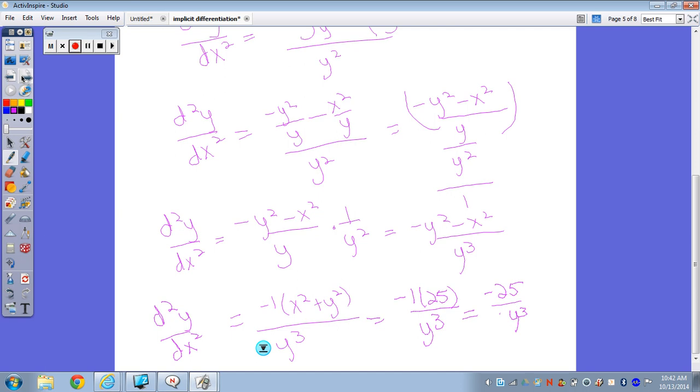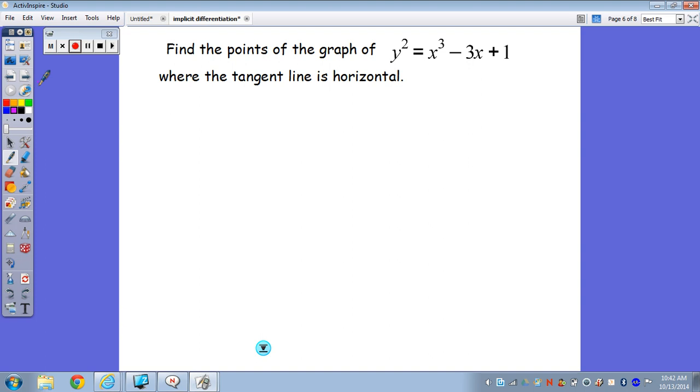Okay, so again, if you need to look over it, just pause and rewind and make sure you have every step down. Okay, so then the next example says, find the points on the graph of y squared equals x cubed minus 3x plus 1, where the tangent is horizontal. Okay, so tangent is horizontal, we know, means the slope is 0, and slope is the derivative. So we need to take the derivative of this.